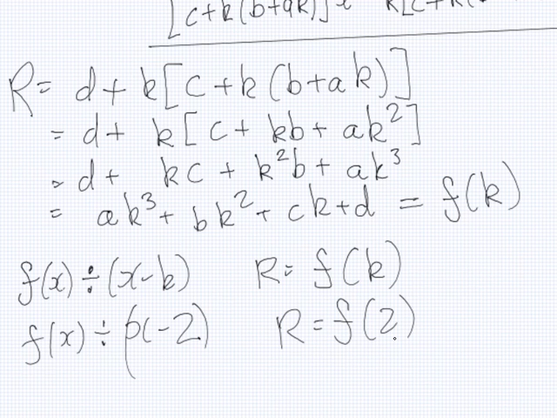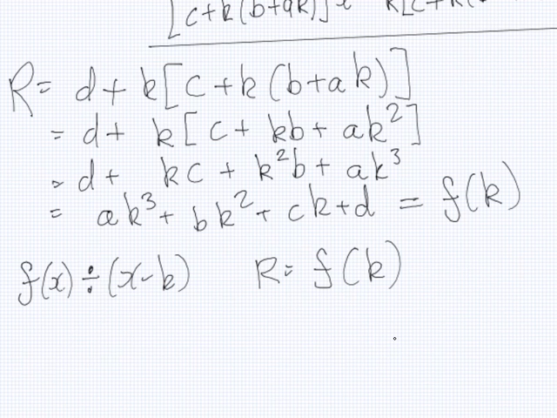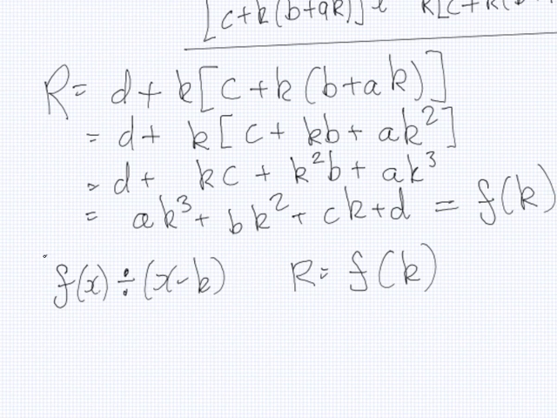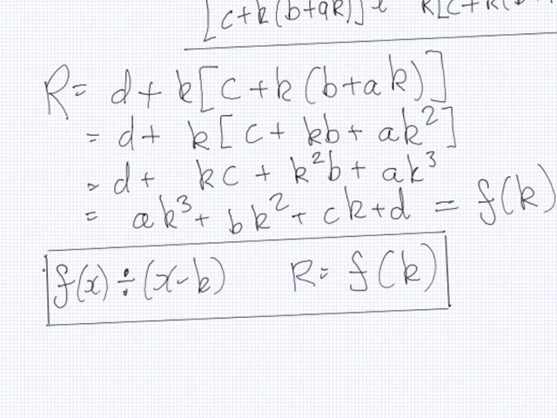Couldn't you just put y equals x minus 2 equals 0 and then x equals 2? Yeah, well, we'll get to that in a moment when we talk about factors and roots. So this here is actually the remainder theorem: when you want to divide by x minus k, the remainder will just be f of that k.